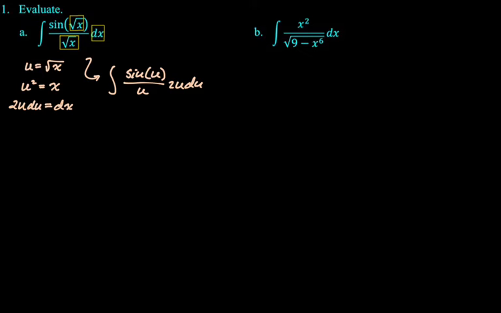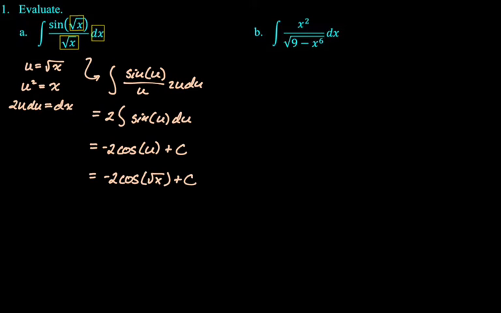So we're going to cancel the u's, right? And then pull the 2 out. So we'll have 2 integral sine of u. Integral of sine takes us to negative cosine, so we get negative 2 cosine of u plus c. And then u is equal to the square root of x, so negative 2 cosine square root of x plus c. Pretty good problem.